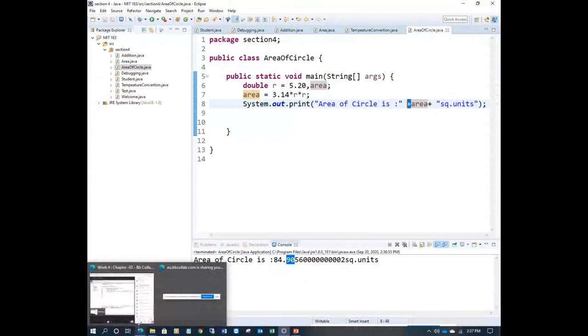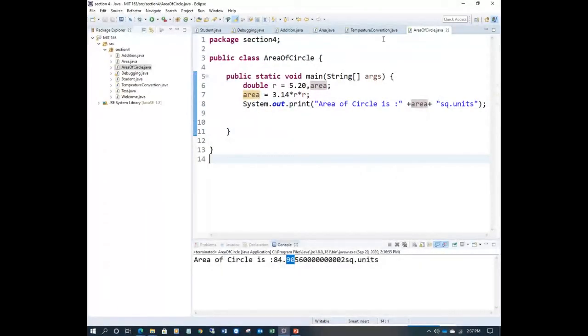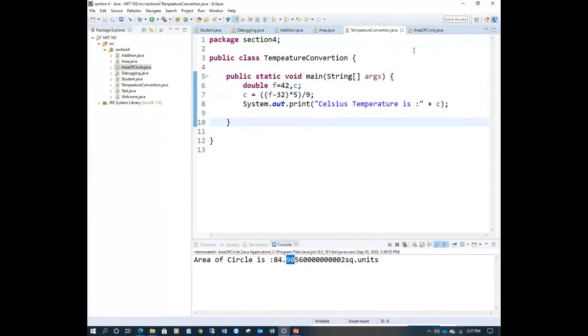Now you can do these two programs, this program and the temperature conversion. Then next we'll give the task. Let me give 10 minutes to complete these two programs, then we'll see the task.